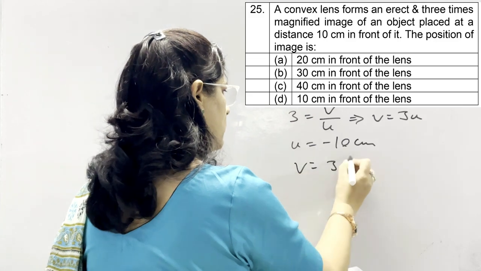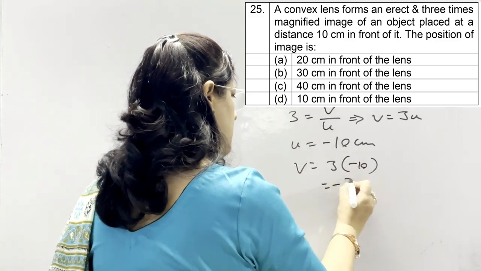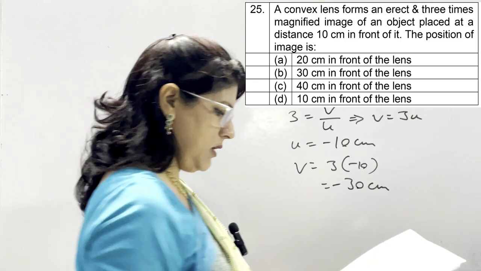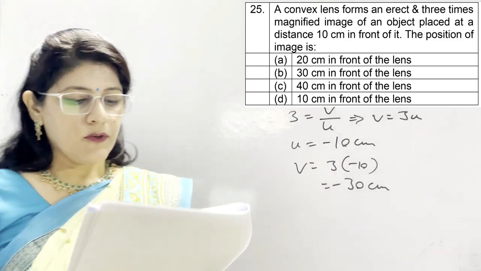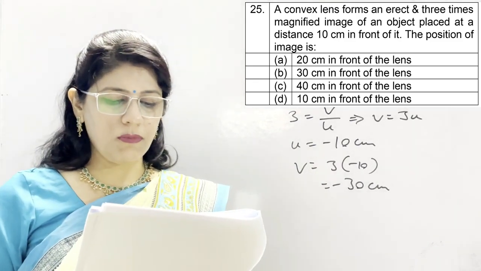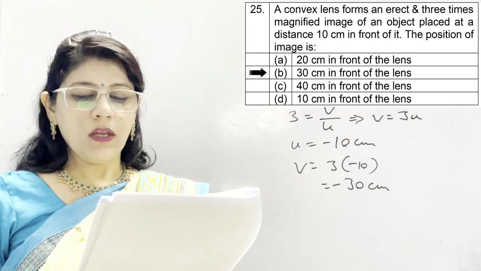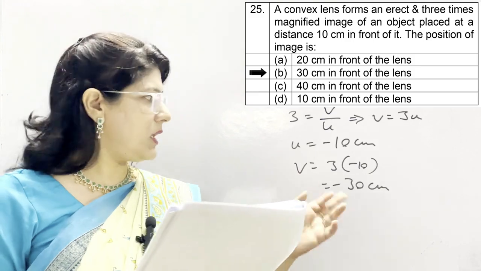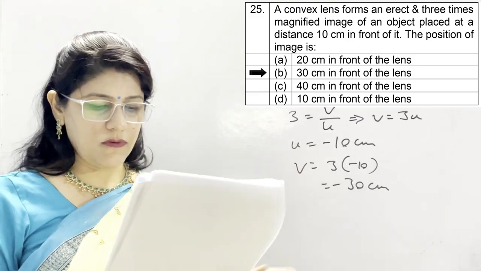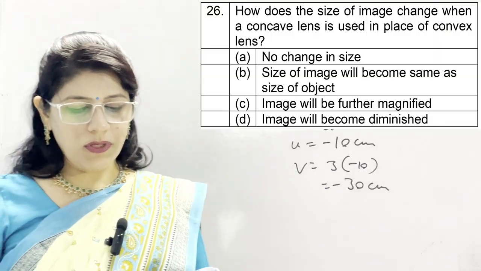So V is equal to 3 into minus 10. It means minus 30 centimeter, means front of the lens. So A option is 20 centimeter, B is 30, C is 40 and D is 10. And the correct option is B, 30 centimeter in front of the lens, which is indicated by this negative sign here.